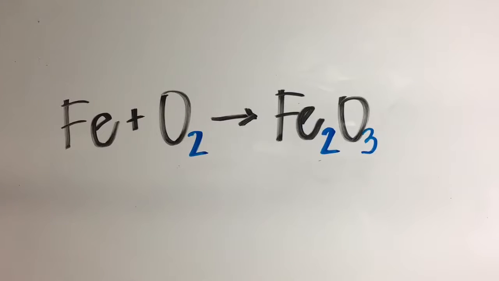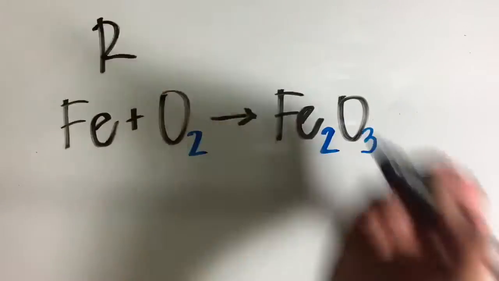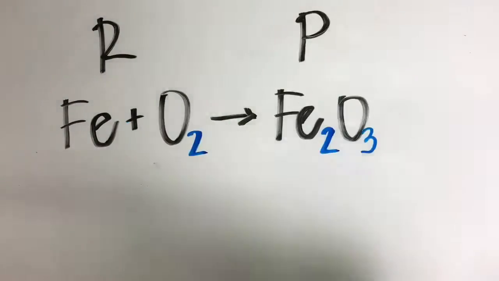When you write a chemical equation, the two sides of the equation should balance, which means that there are the same numbers of each type of atom on the left side of the equation as there are on the right side of the equation. Take a look at this equation. Remember that the reactants are on the left side and the products are on the right side.